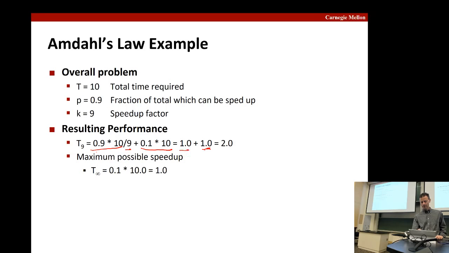So it takes one time unit to run the parallel part, one time unit to run the sequential part, and so the end result is 2. So you only sped up by a factor of 5. You lost almost half your speed up because of that 10% of things you couldn't speed up. And in fact, the maximum possible speed up in this case is 10.